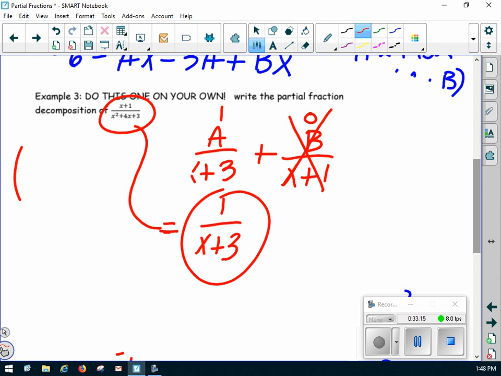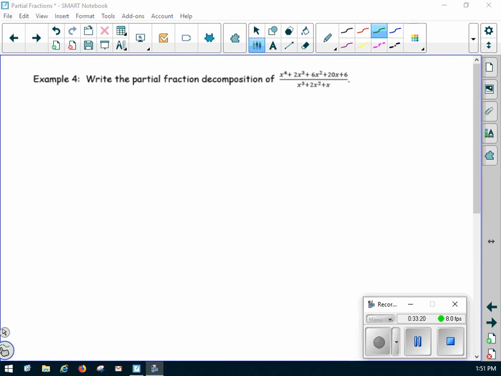I'm going to stop this because I'm trying to figure out a question. The degree of the numerator, 4. Degree of the denominator, 3. Notice the degree of the numerator is higher. It just means you got more work to do.